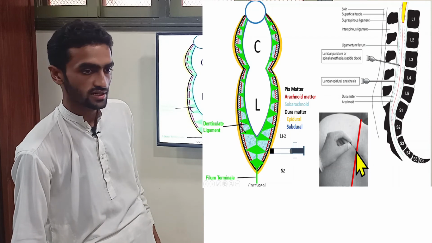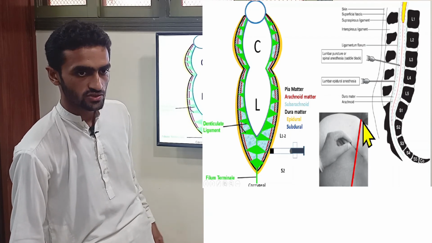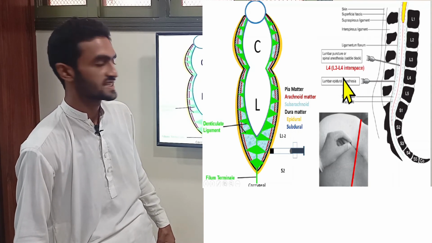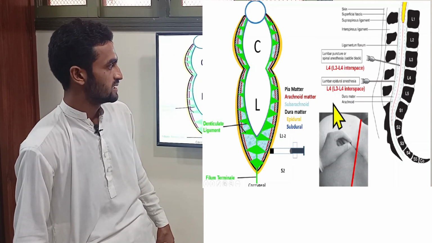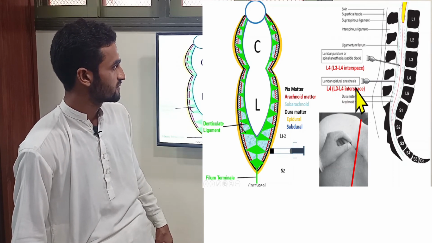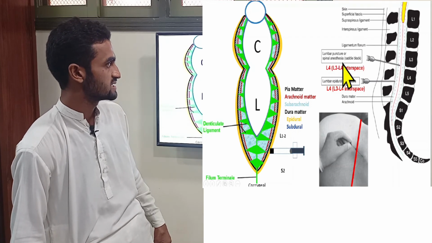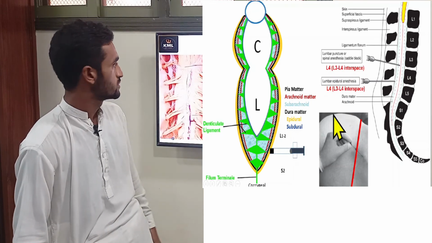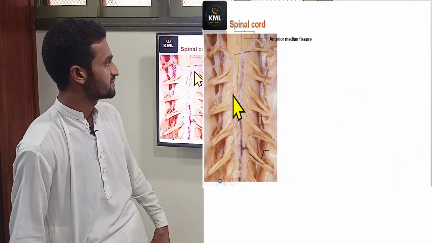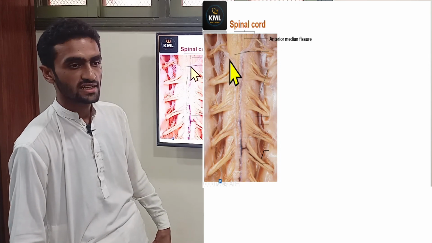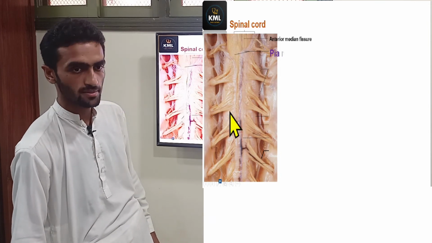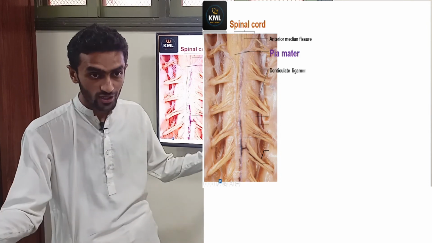So this is actually your level. Here the iliac crest, you can define the level of this. So the L3 and L4 space, and the L4 and L5 is for the epidural, and for the lumbar puncture or spinal anesthesia, one is above, one is below. Here you can see the spinal cord. In between there is a fissure, the anterior median fissure of your spinal cord, and the other thing you can see is the pia mater and these denticulate ligaments.